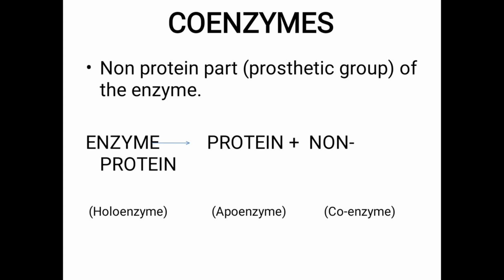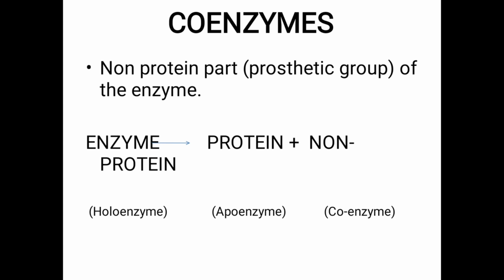Next is coenzymes. What are coenzymes? They are the non-protein part of the enzymes. The whole enzyme we call holoenzyme. The protein part is apoenzyme. The non-protein part is called coenzyme. Please remember, the word non-protein comes together with coenzyme.